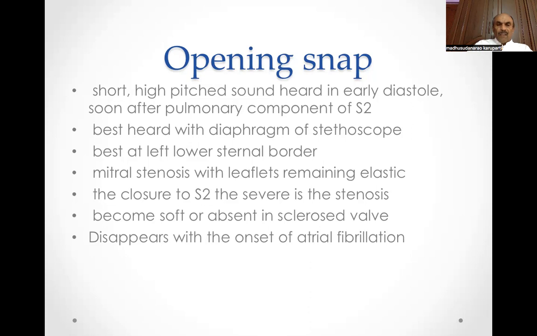It becomes soft and absent if the mitral leaflets are sclerosed, and disappears with the onset of atrial fibrillation, because in atrial fibrillation there is no active contraction of the atrial chamber. It disappears in atrial fibrillation. So no opening snap is heard in atrial fibrillation.